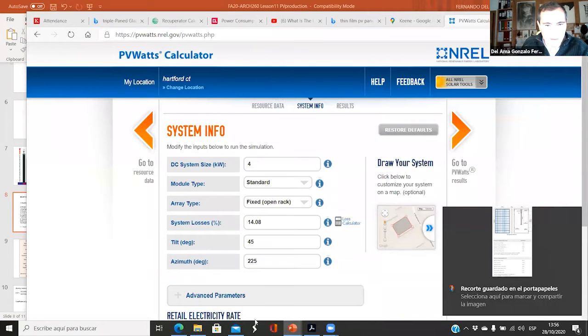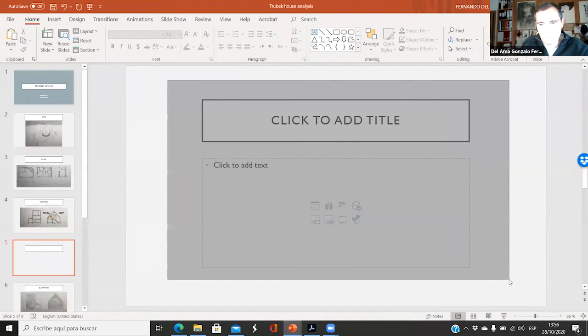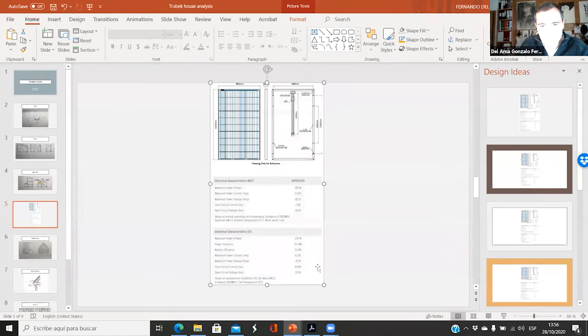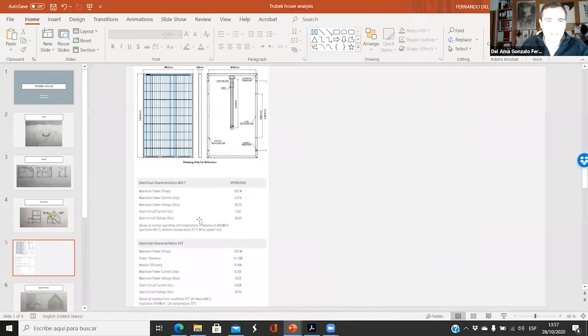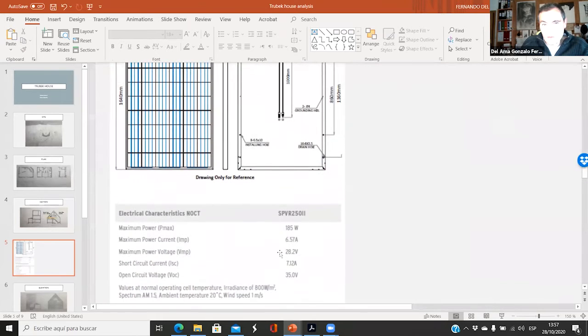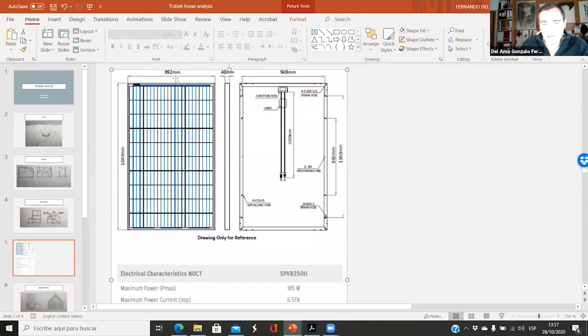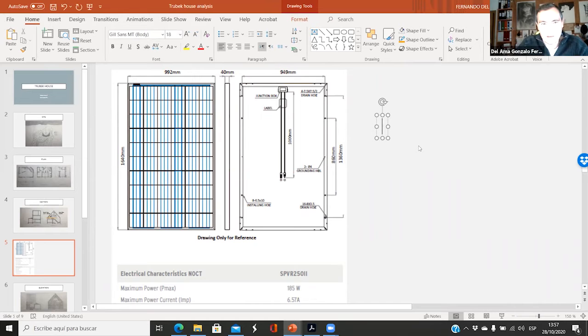And I'll place this in my slide. Okay, so this is my PV panel. First, dimensions. Everything related to PV panels or to photovoltaic technology, I think it's in millimeters, in international units. We need to know the dimension of one panel because we have a limited area.